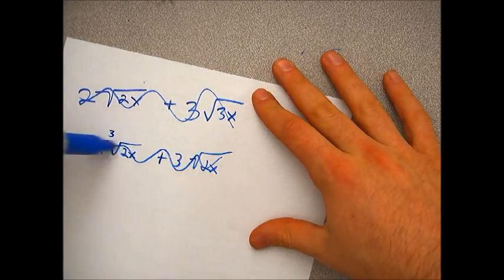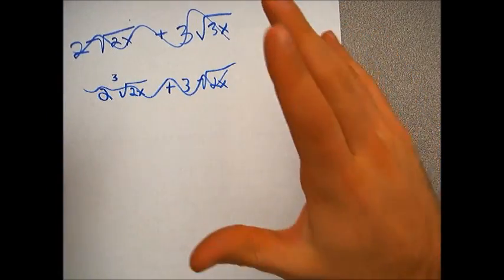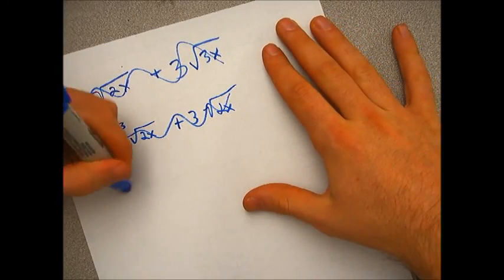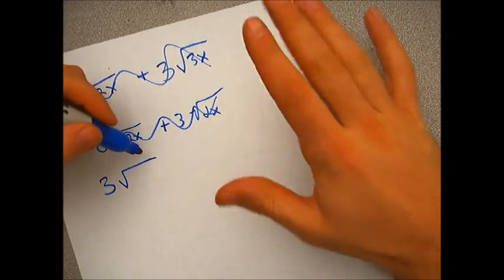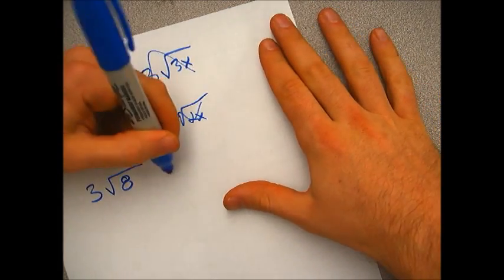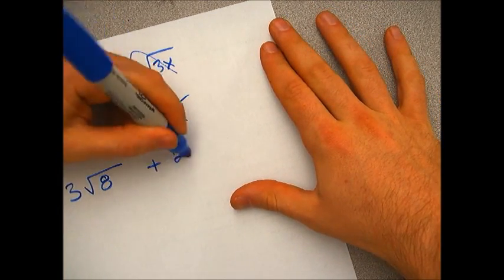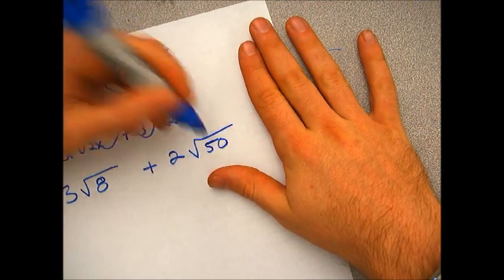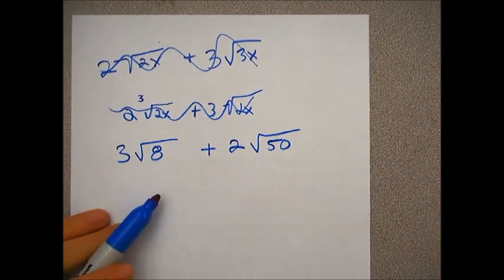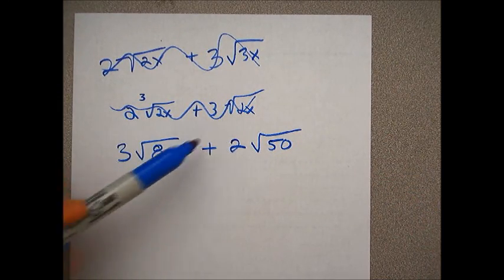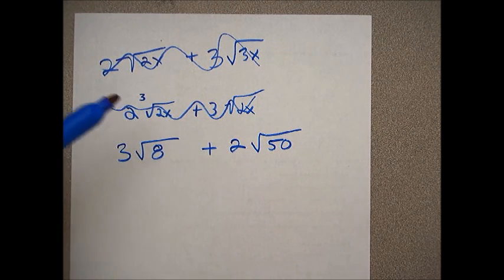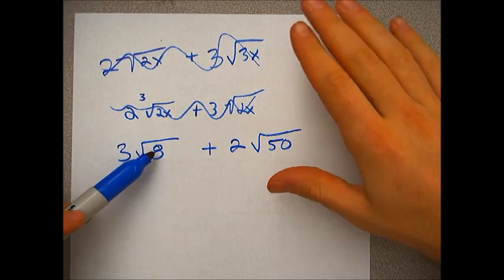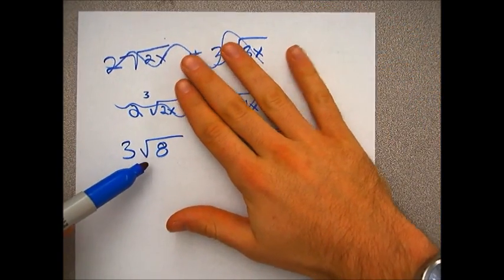Another example though that might throw you off but does actually work, similar to number 23 on your packet. Let's say I have 3 radical 8 plus 2 radical 50. At first glance, looks like there's nothing I can do. Index number is the same, but the number underneath, it's not. However, you can fix this so that it will work. How can I fix this? Well, break down each part of this problem separately.